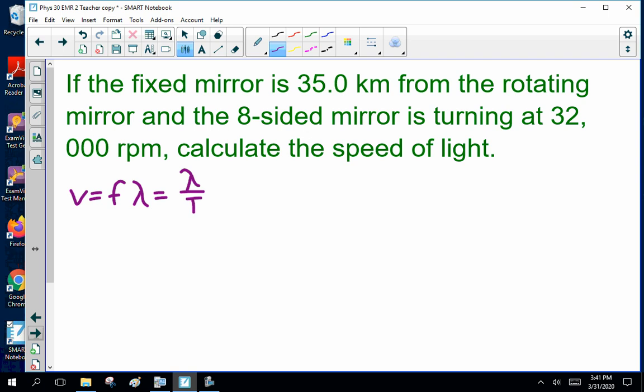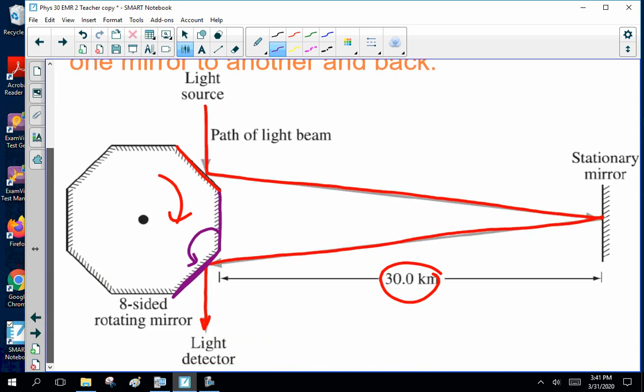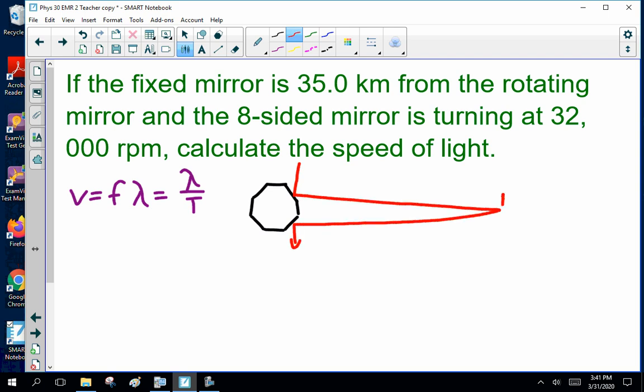Now, going back to our drawing here, it was set up like this. I've changed the numbers. Pay attention. So you've got the 8-sided mirror, and it's 35 kilometers away. So, 8-sided mirror, light ray into your eye. Color code this. Fixed mirror. This is 35 kilometers.